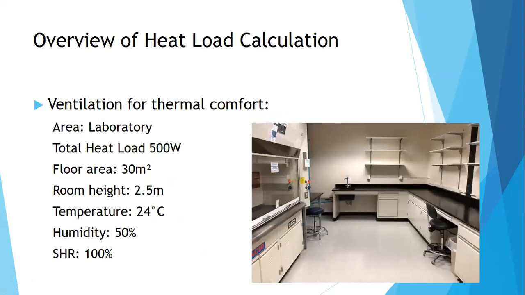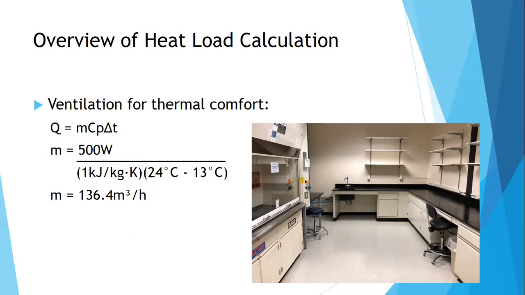Another one for thermal comfort. So earlier it's 40. Some people would say, oh, that's a bit too hot. So let's try a different one. Temperature requirement is 24 degrees Celsius. So our example now is a laboratory. Again, the assumed total heat load is about 500 watts. Floor area, 30 square meter. Room height, 2.5 meters. Humidity, 50%. SHR or sensible heat ratio, 100%. So we are not considering any latent heat here. We are only considering sensible heat.